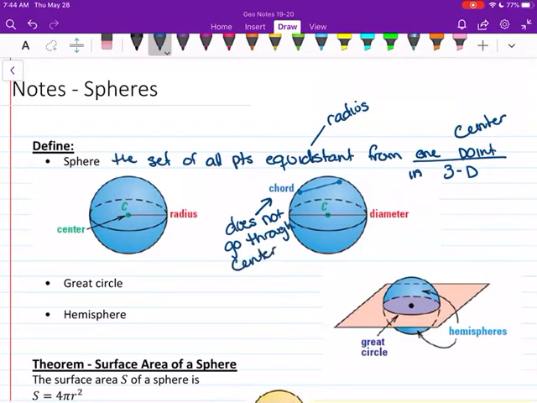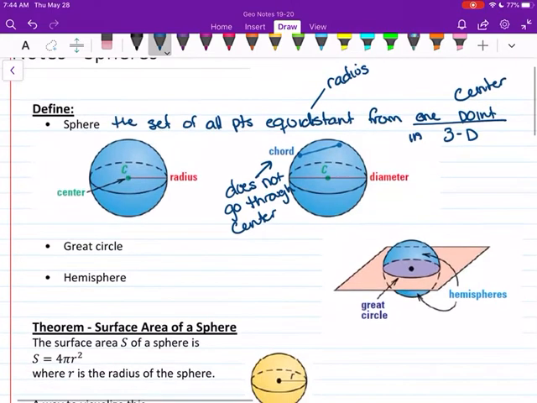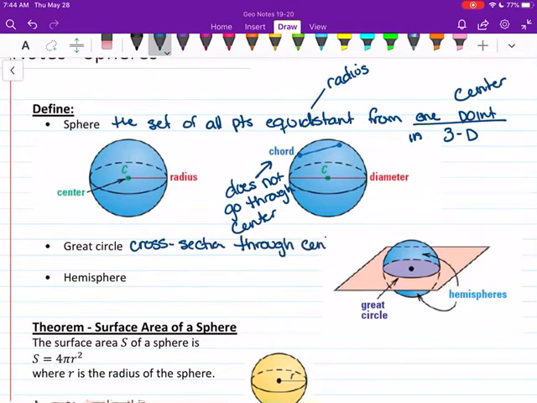Two other terms you're going to hear about a lot when we talk about spheres is the great circle. A great circle is a cross section of my sphere that goes through the center. All of my great circles are going to be congruent to each other.